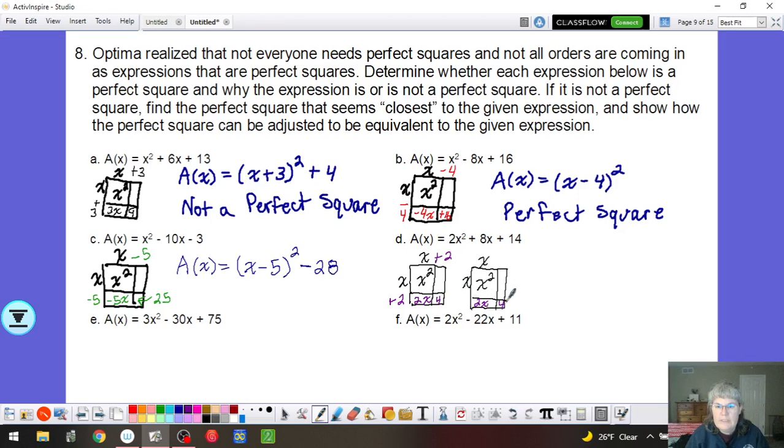4 plus 4 is a total of 8 units, but we have plus 14, so we're going to have to add another 6 units to this. And I should make a note on our previous one that we had to subtract 28 units. So our equation will be A of x equals x plus 2 squared plus 6.